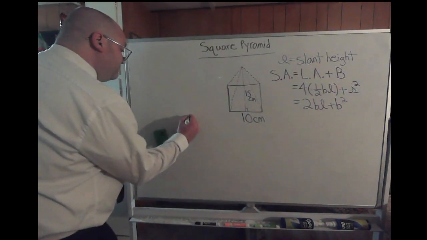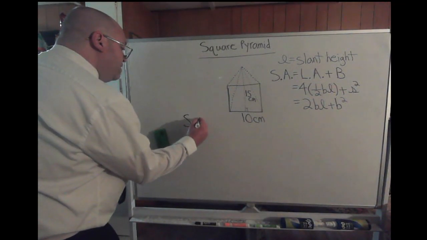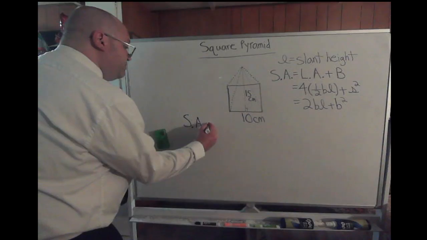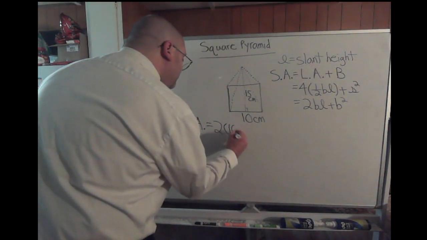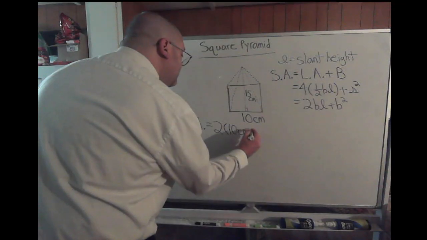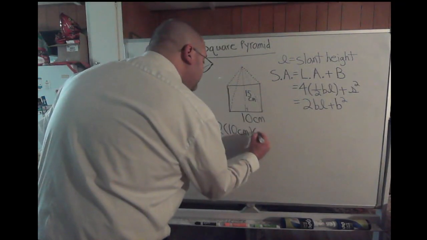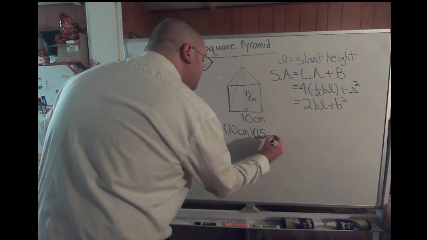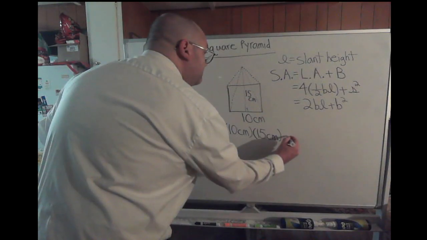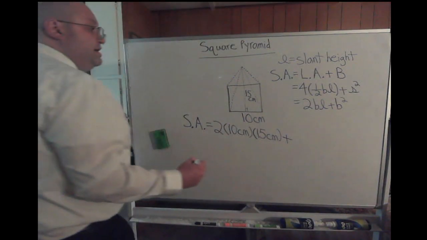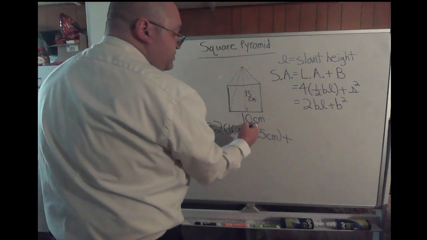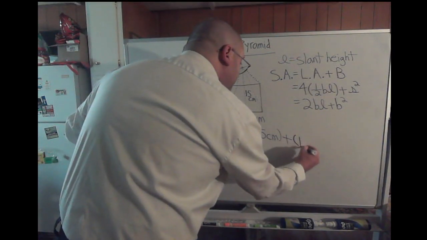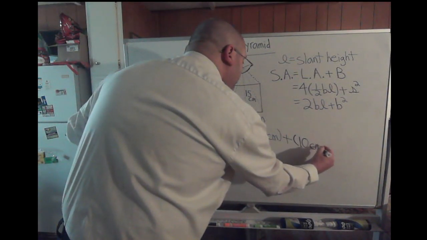So to find the surface area, what we're going to want to do is take 2 times the length of the base, which is 10 centimeters, times that slant height of 15 centimeters, plus we take the base squared, which is also the length of the side of the square. We'll take that 10 centimeters to the second power.